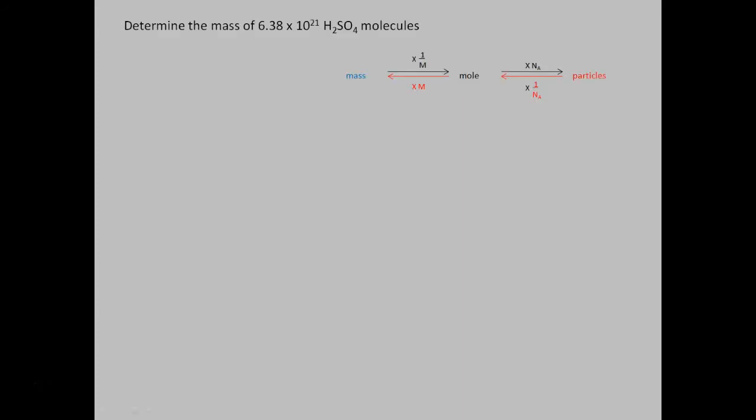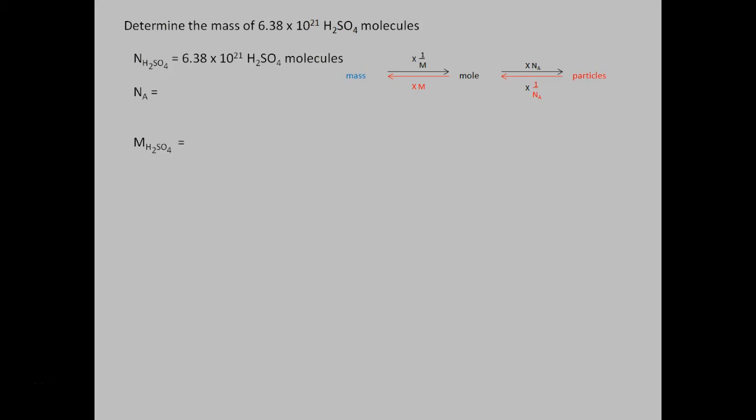Okay. If we are given a number of particles and we're asked to determine the mass of that number of particles, now we can see we start again off at particles in red. We want to go to mass in blue. So to do that, I have to go through moles. And so therefore, to go from particles to moles, I multiply by the inverse of Avogadro's number. And then to go from moles to mass, I multiply by molar mass.